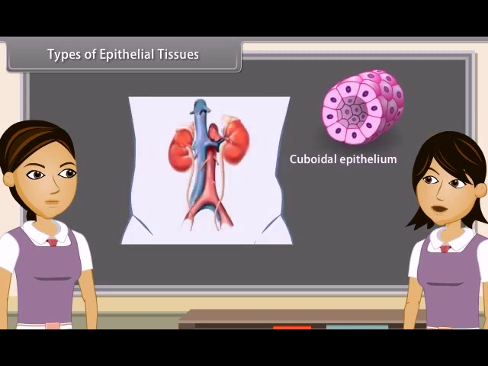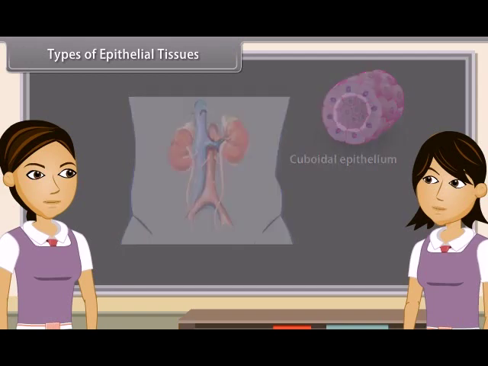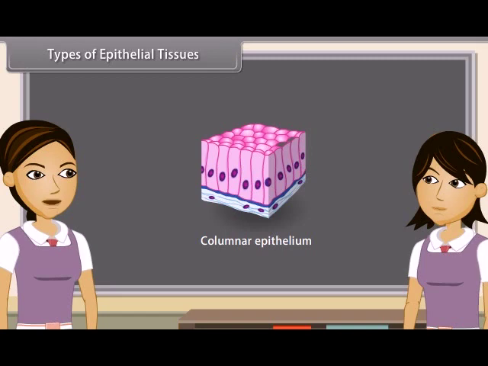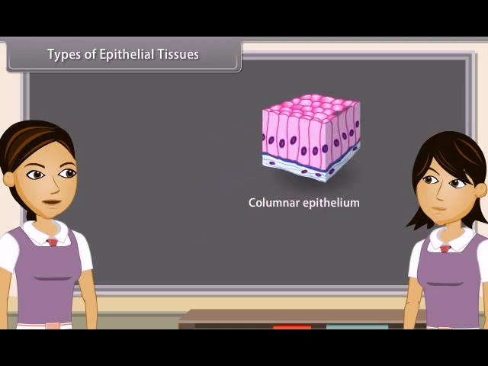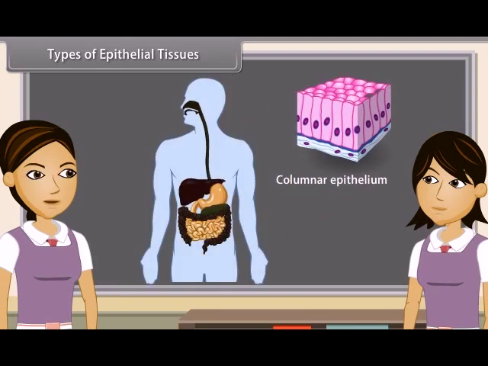It is found in kidney tubules, thyroid vesicles, salivary, sweat, and exocrine glands. Columnar epithelium consists of cells which are pillar-like in appearance because they are taller than broader. Their nuclei are at the base. It is found in the lining of stomach, small intestine, colon, gallbladder, and oviducts forming mucous membrane.